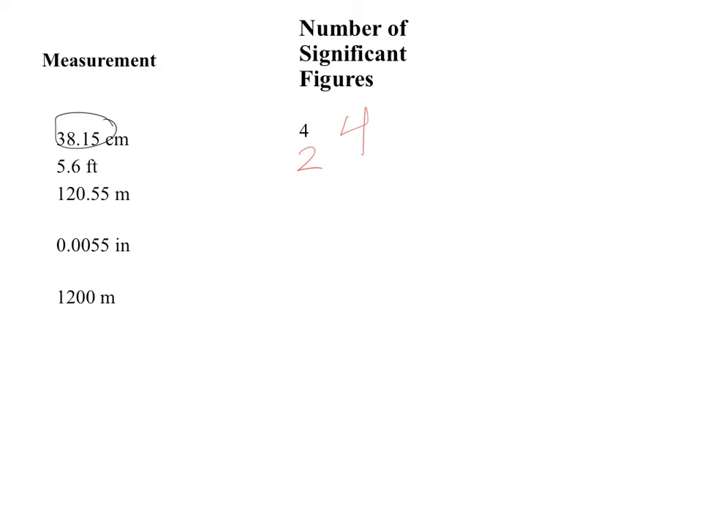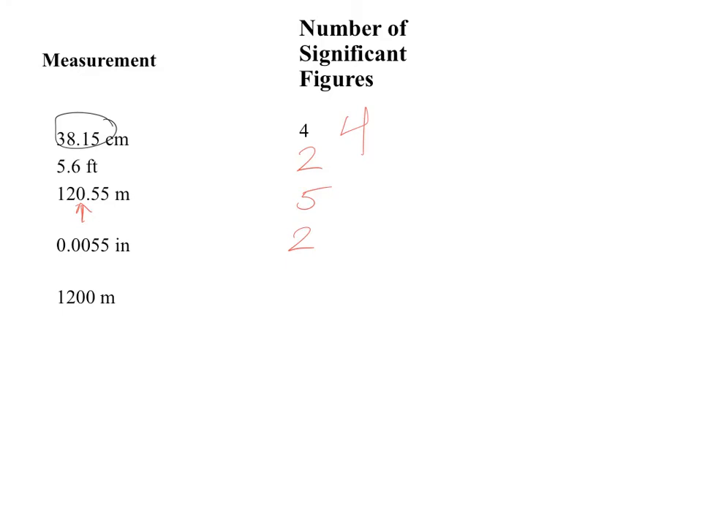Okay, you're back. 5.6 feet has 2 sig figs. 120.55, okay, remember the zeros, those pesky zeros. That's a middle zero. Middle zeros are always significant. So the total of 5 sig figs in that measurement. 0.0055 inches, only the 2 fives are considered significant.